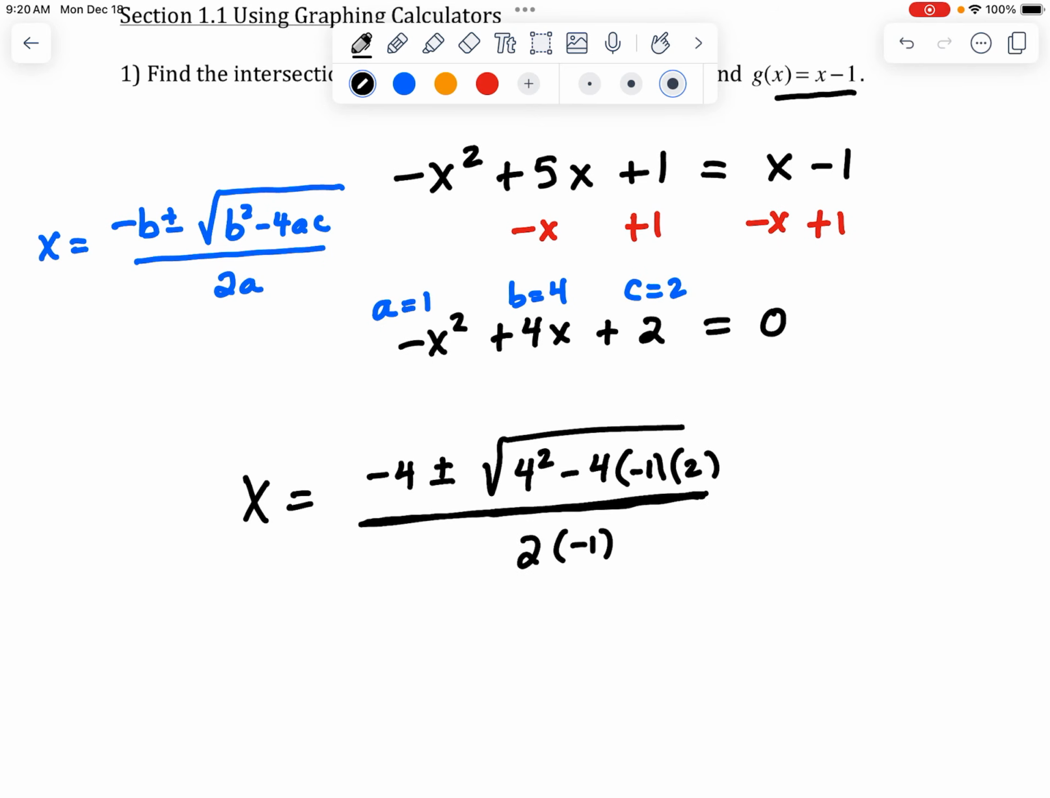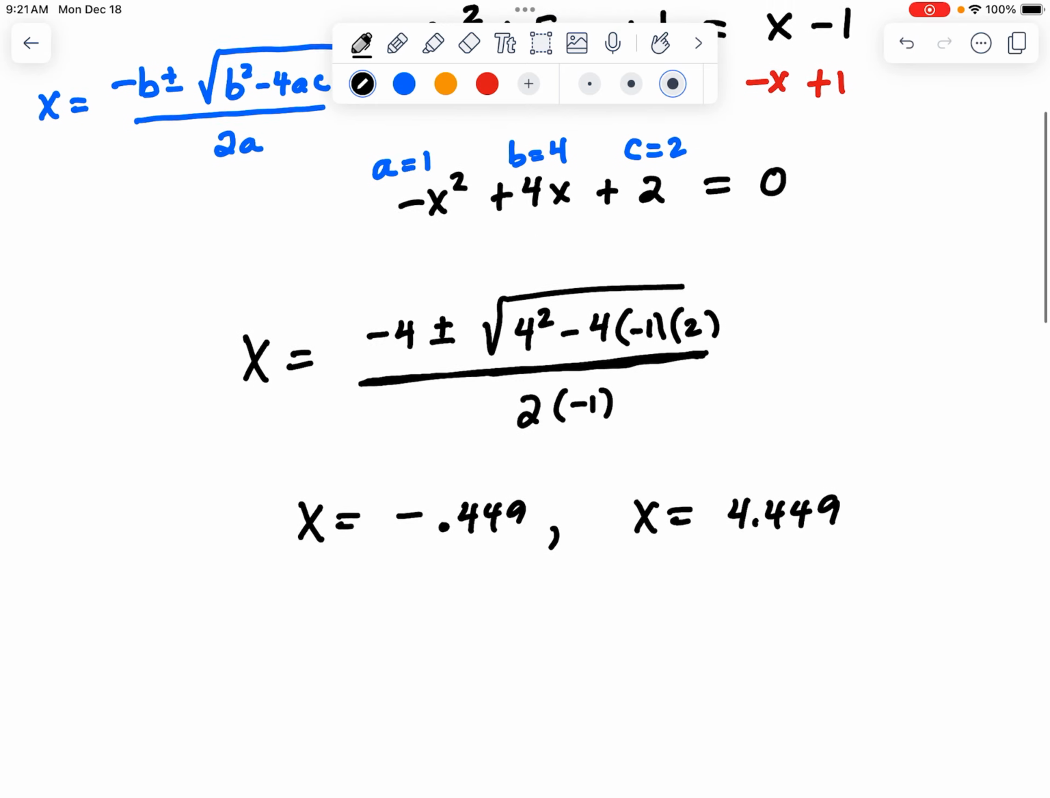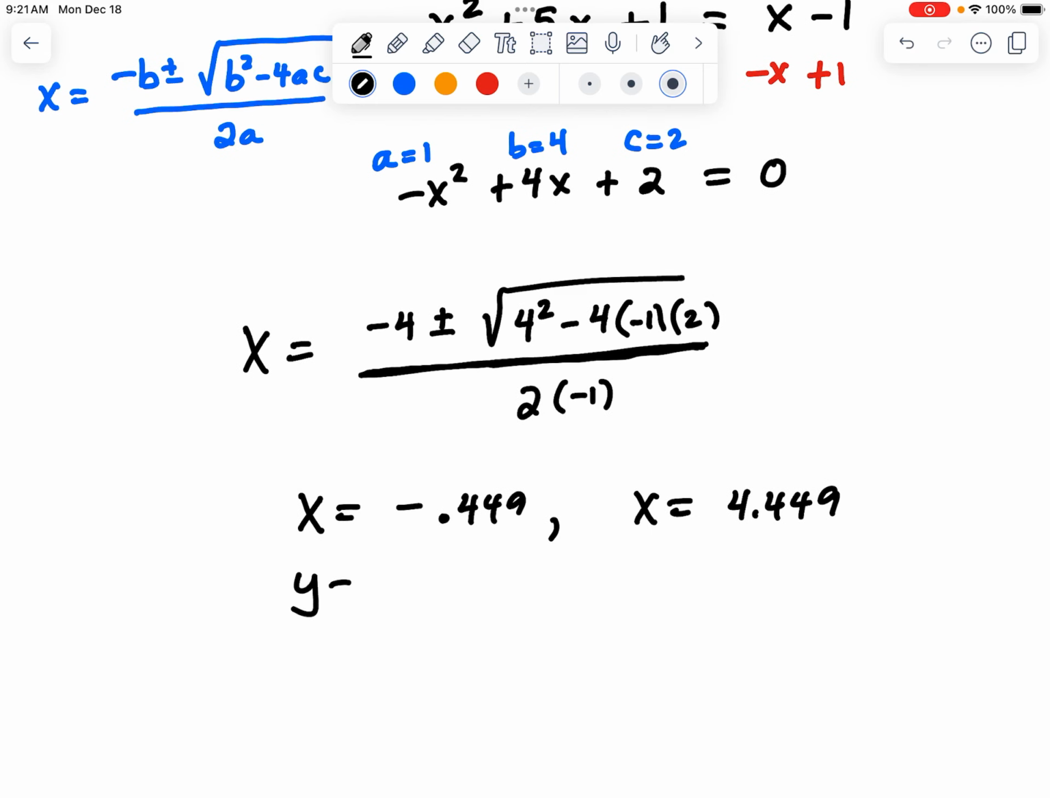So one point of intersection was, well, I guess I could write that x equals negative 0.449 was one answer, x equals 4.449 was another answer. And then I could put the associated y values. So this one was a 3.449, and this one was a negative 1.449.